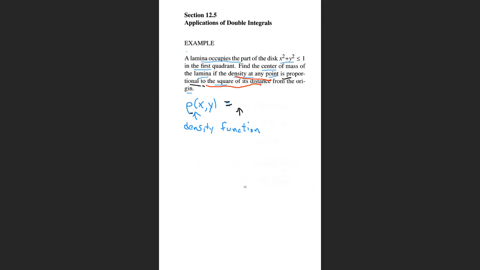Well, let me ask you this. It's proportional to the square of its distance from the origin. So you have a point with coordinates x, y. The distance from the origin, well, what's the distance formula? The square root of x minus 0 squared plus y minus 0 squared. But it says the square of the distance from the origin, so we're going to have to take this distance and square it.